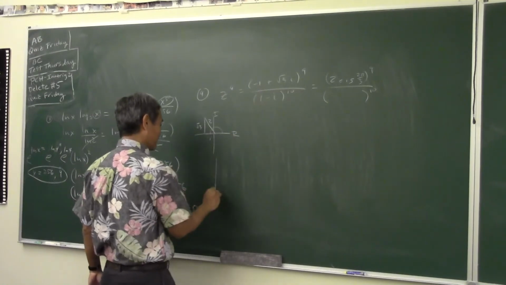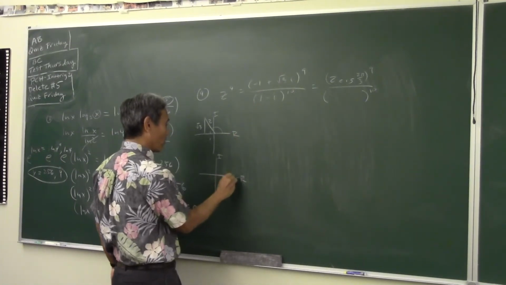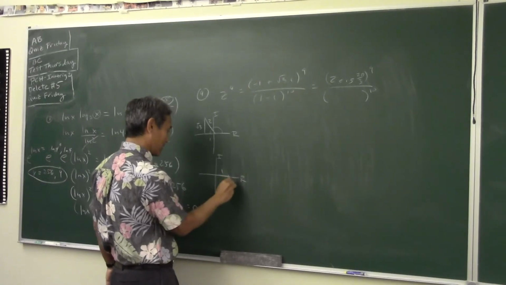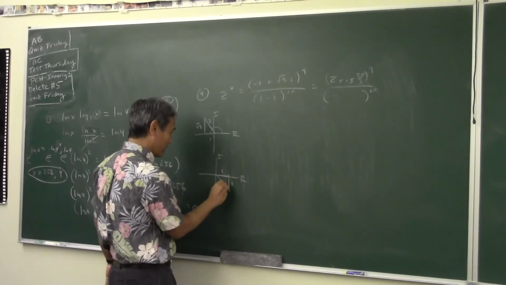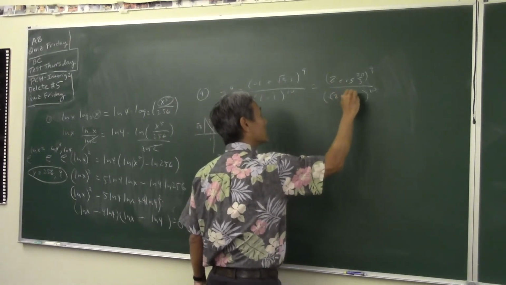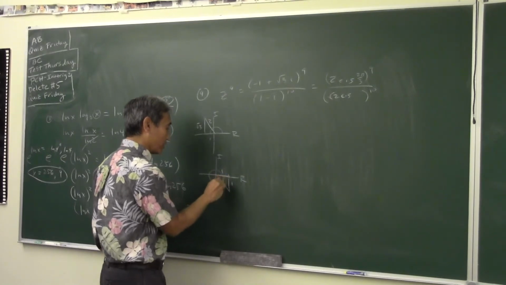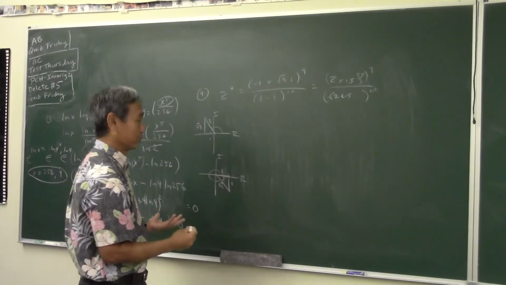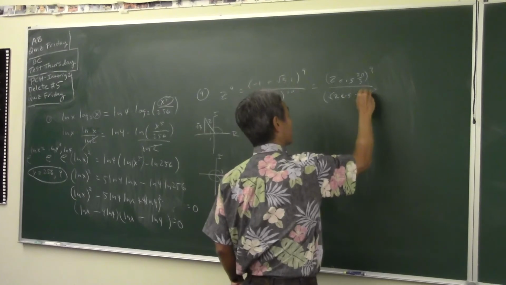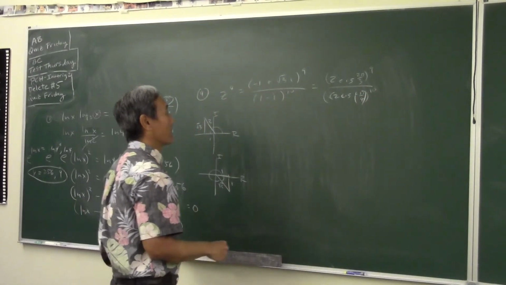Okay, what about this one? If the real part is 1 to the right and 1 down, how far from the origin are you? Radical 2. So radical 2 cis. Now the angle can either be 7 pi over 4 or you can do negative pi over 4. Why don't we do negative pi over 4? It's smaller in magnitude.